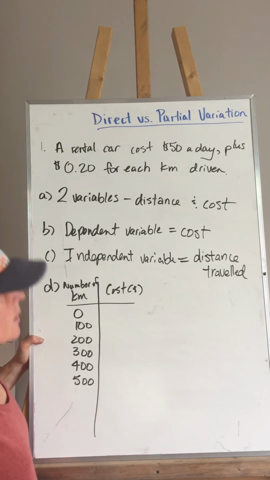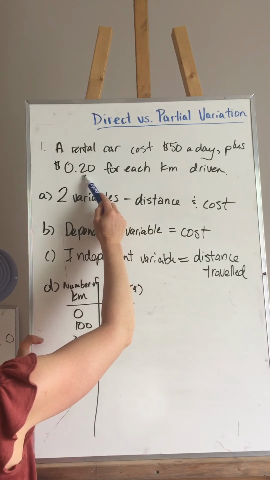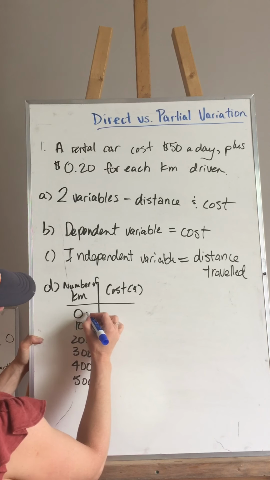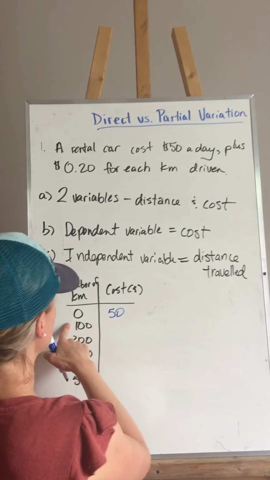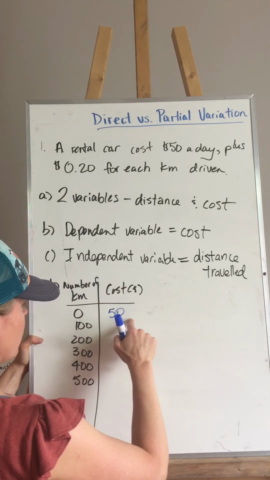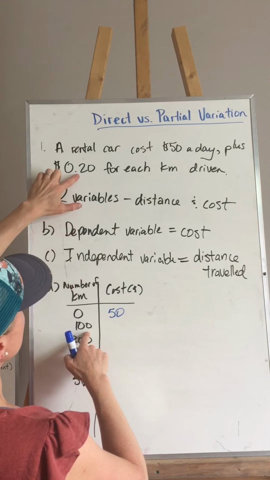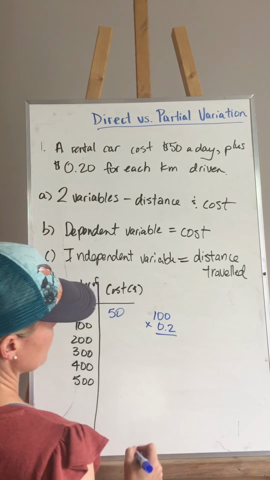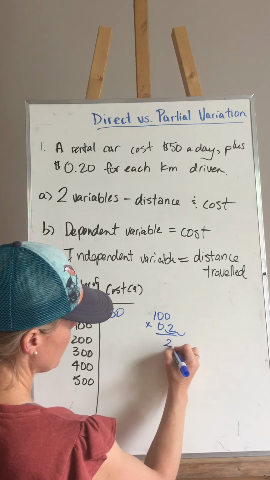Okay, so the cost, well, we have to look at this. It costs $50 a day and then 20 cents per kilometer driven. We're going to assume this is all on the same day. So when you haven't driven at all, the cost is $50. Let's say you've driven 100 kilometers. You still have that $50. So we're going to figure out how much it costs to drive 100 kilometers. We have to take 100 kilometers times 0.2, which means 2 zeros, so we move the decimal over twice. 1, 2. So that's $20.